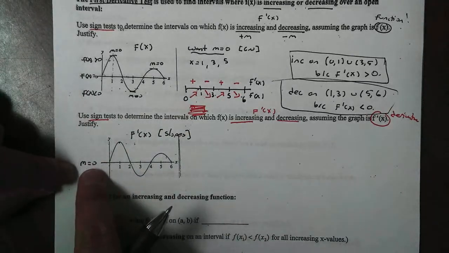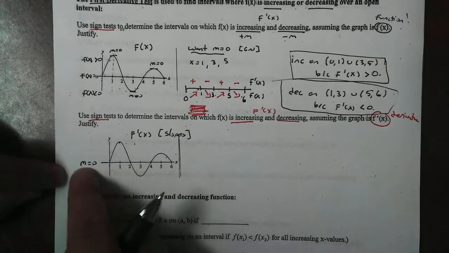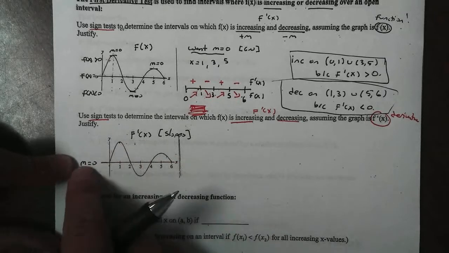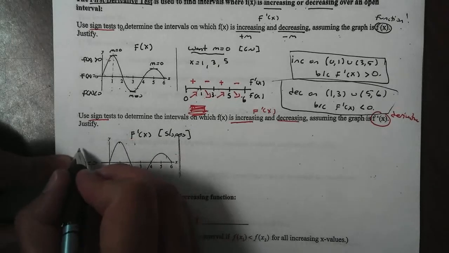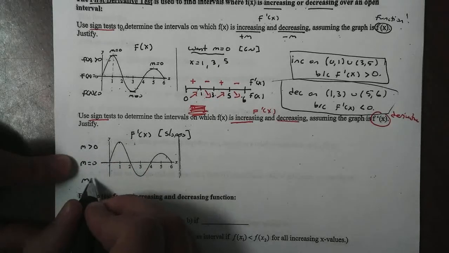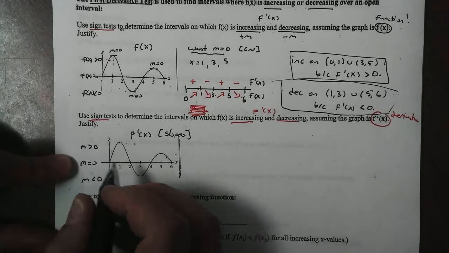With slopes, it's a little bit different. We're talking about the slopes, not the values. So along the x-axis, the slope is 0. If we go above the x-axis, the slope is positive. If we go below the x-axis, the slope is negative.